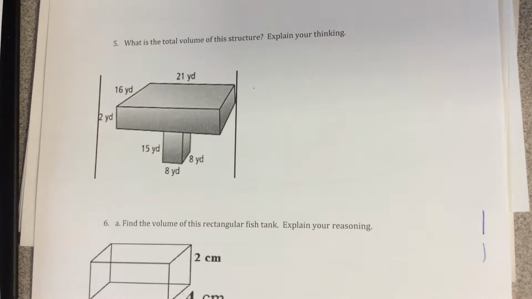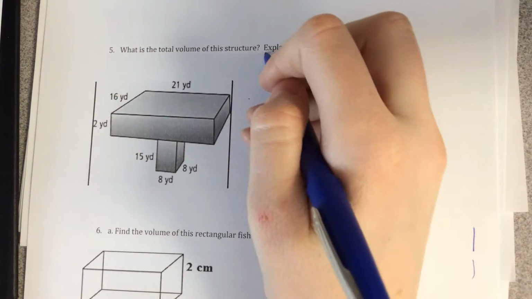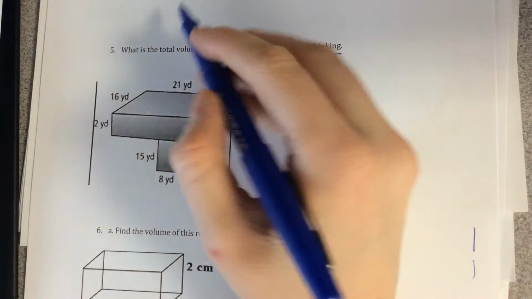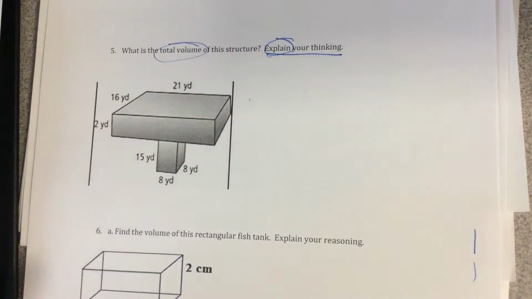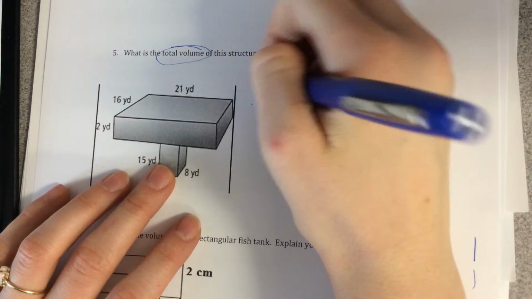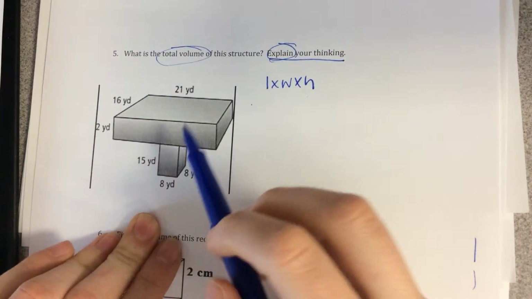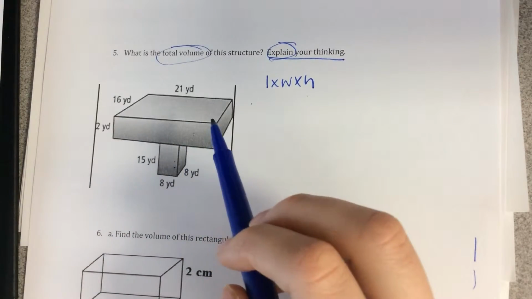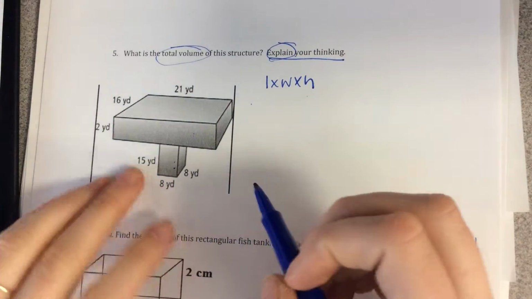This is the third page of the review. Number 5 says, what is the total volume of the structure? And explain your thinking. So we need to explain and find the total volume. To find volume, it's length times width times height. And it looks like I have two structures here, so I'm going to find the individual volumes of each.